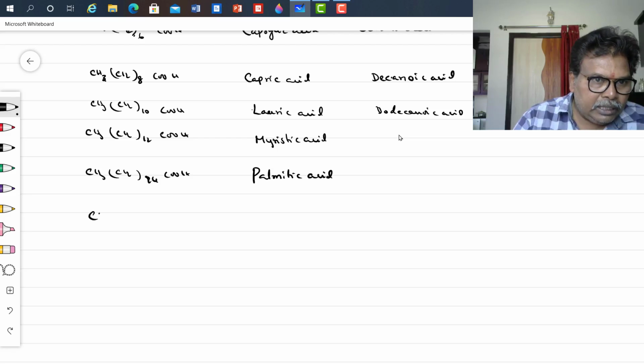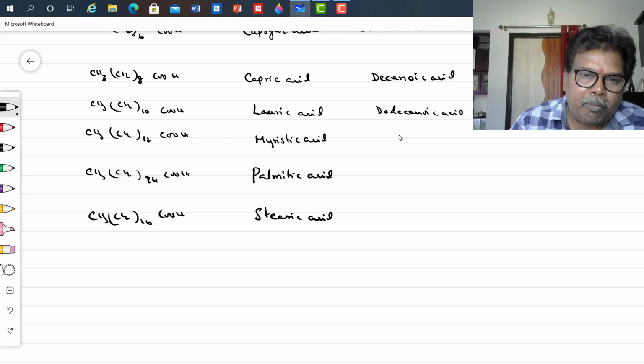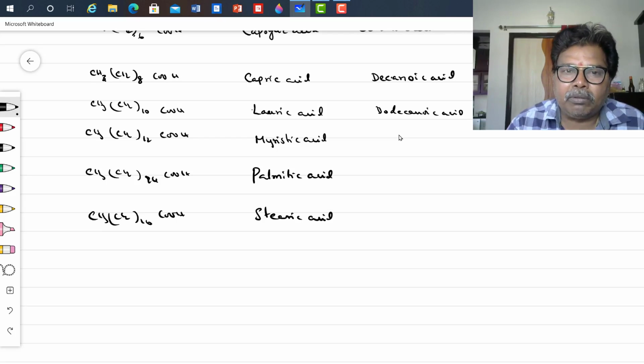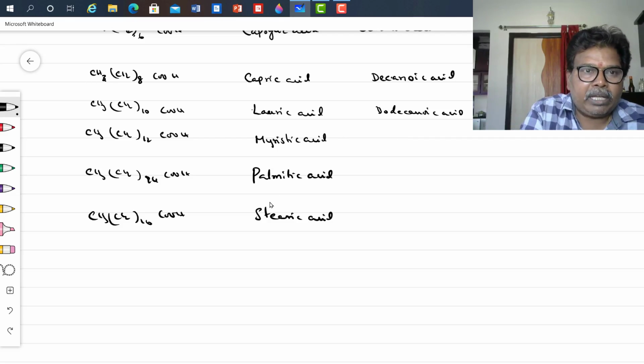Next, CH3, CH2 taken 16 times, COOH. This is called stearic acid. So lauric acid, myristic acid, palmitic acid, stearic acid are fatty acids. Sodium salts of fatty acids are used in the preparation of soaps, detergents, and shampoos.